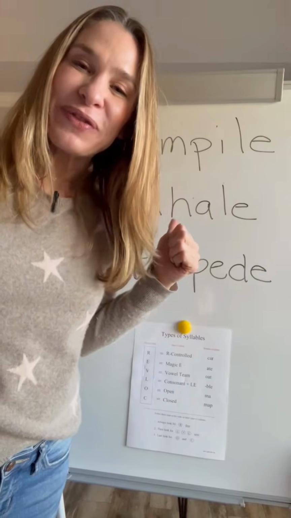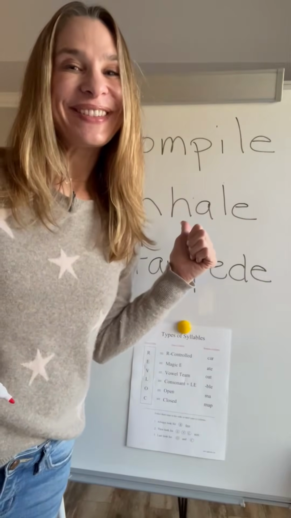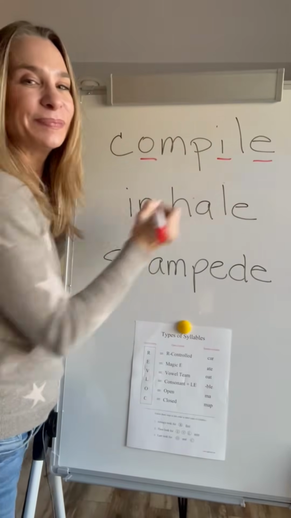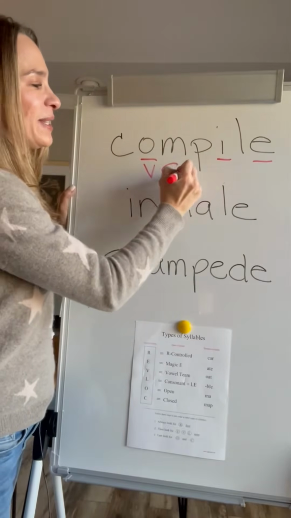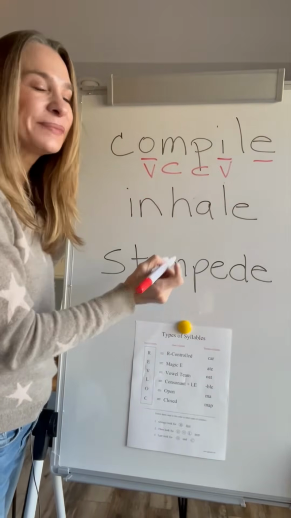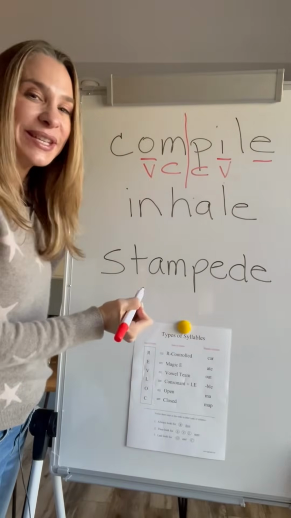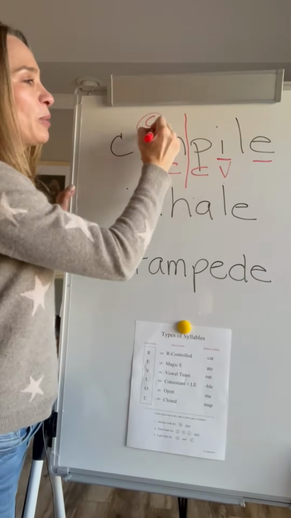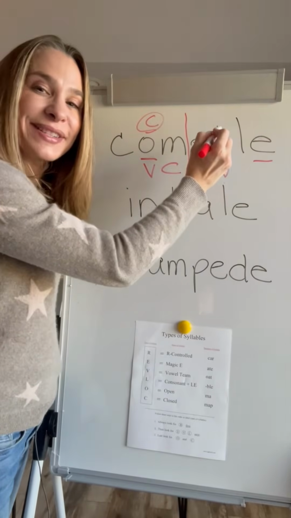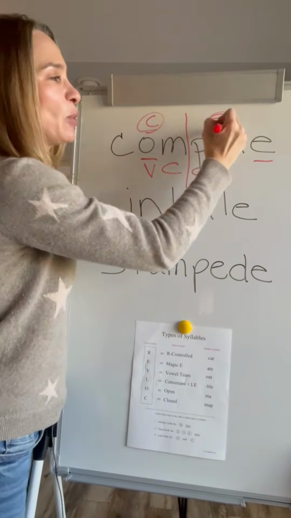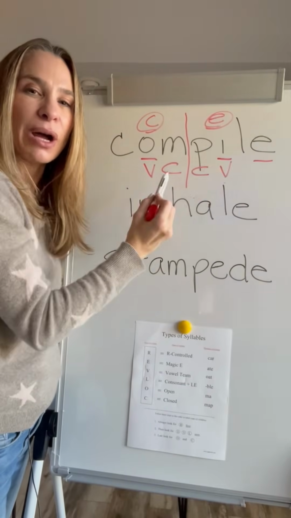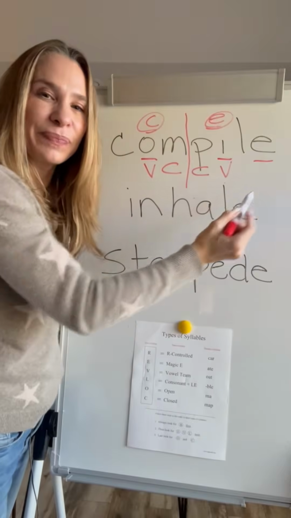Let's divide some more VCCV reptile words. Starting here with our first vowel, we underline our vowels. We label V, C, C, V. We divide between the two C's. And then we see the M is closing in the O for a closed syllable, and the E is making the I say its name for a magic E syllable. We label these syllables. And now we can pronounce compile, compile, compile.